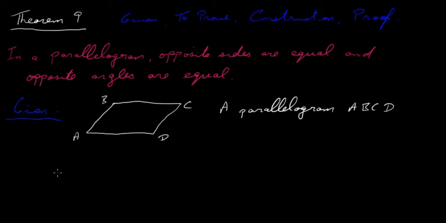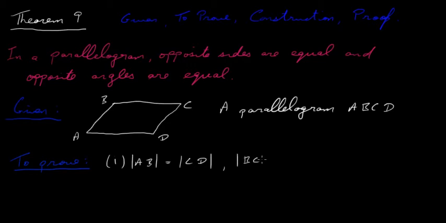Right, so next thing we need to write down is what we need to prove. What we need to prove in this case is that opposite sides and opposite angles are equal. So we need to write out two different things here. Opposite sides, first of all, that AB is going to be equal to CD. And we also need to show that BC is going to be equal to AD.